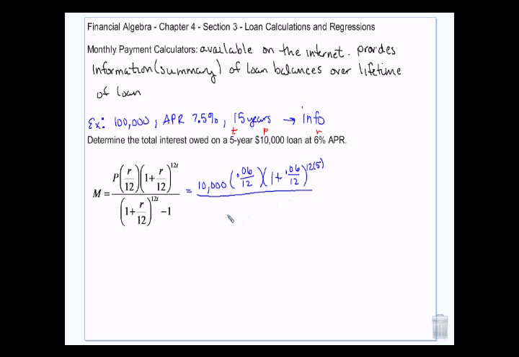We can't do it on the table? It doesn't have a 6% on there? Oh, you're right, you can't do it on the table. Okay.